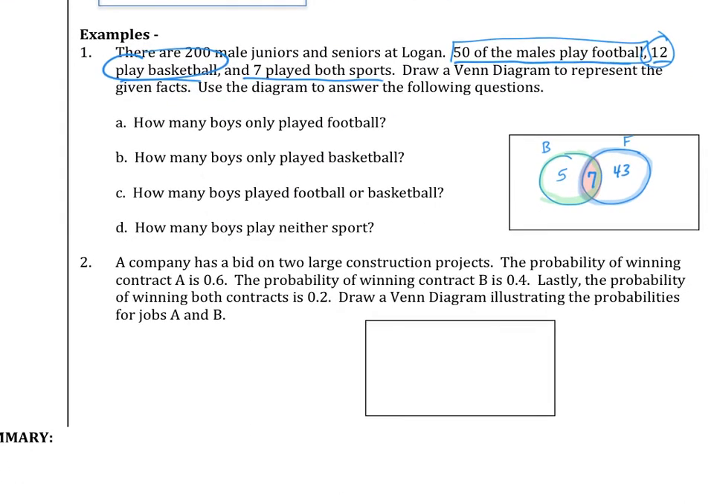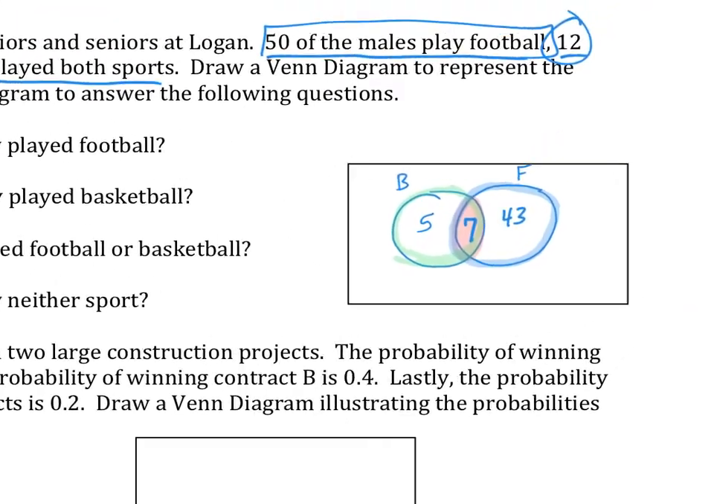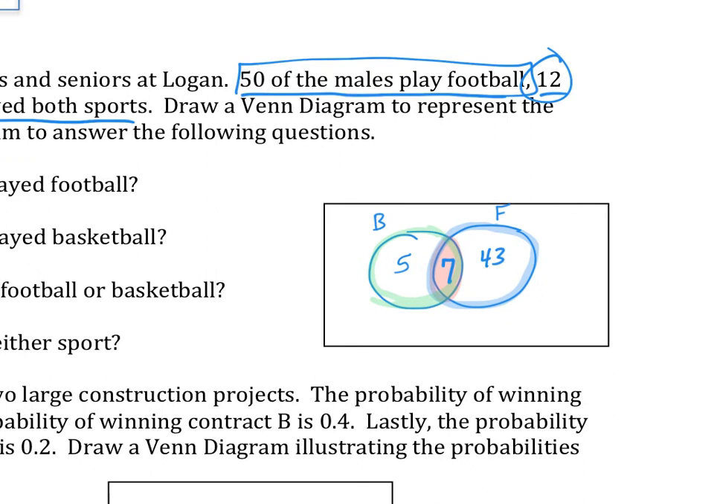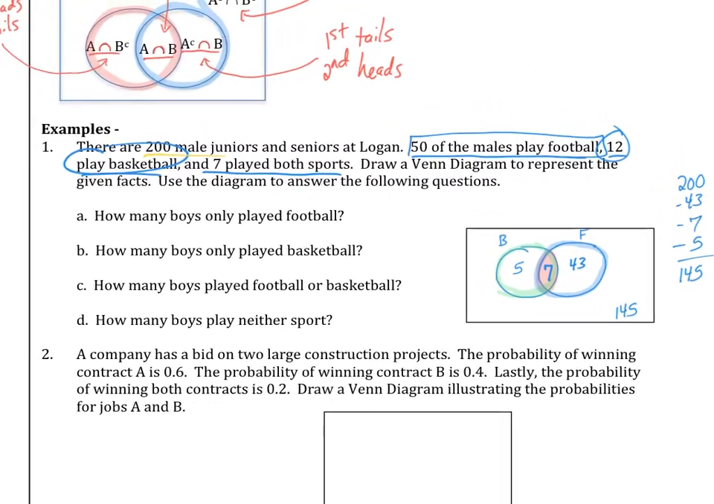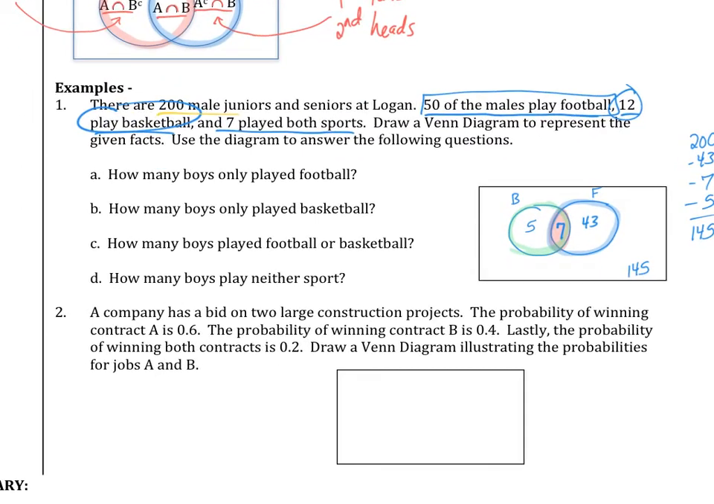Okay. So how many males, if there are 200 total, don't do either? Well, we have 200 minus 43 that just play football, minus 7 that play football and basketball, and minus 5 that play just basketball. You would end up with 145. So there are 145 males that don't do football or basketball. They do neither.